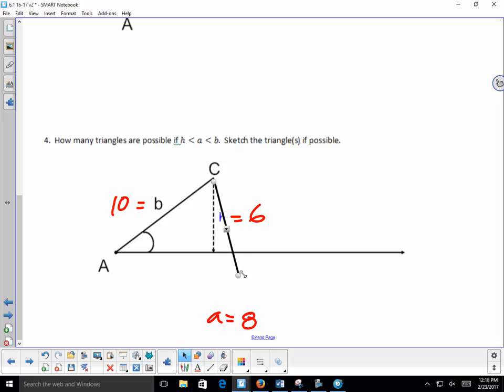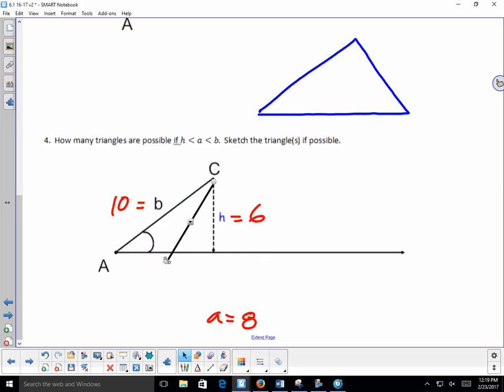Okay, so if it's 8, how many ways can it hit? Can it hit over here? Will that be one triangle? Let me lock this in place right here. So that would be one triangle possible. I'm sketching over that triangle. You with me? Could I also, let me slide this out of the way for a minute, could I also swing this same guy over here and have it hit over here? Yes? Agreed? So let me trace over that one. That one's going to look something like this triangle here. Everybody agree?